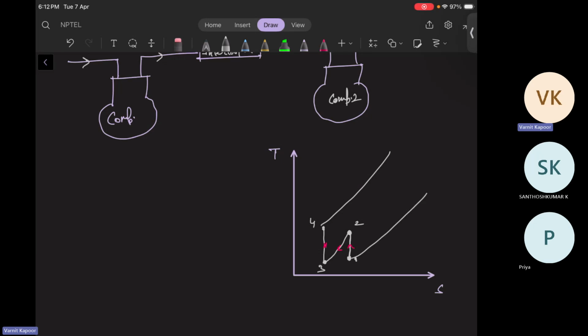All right. So we will make a few assumptions here when we are dealing with a compressor. Let me write the assumptions.